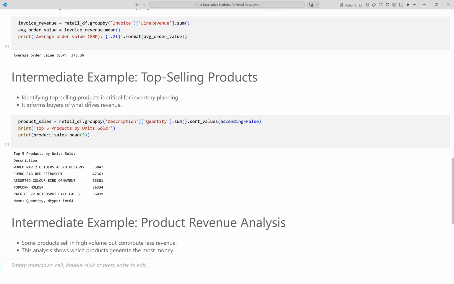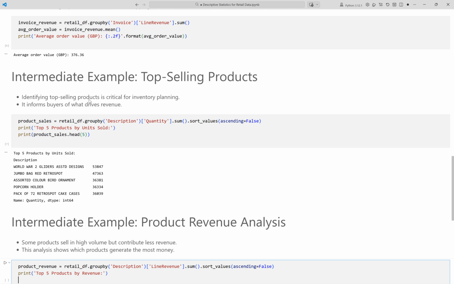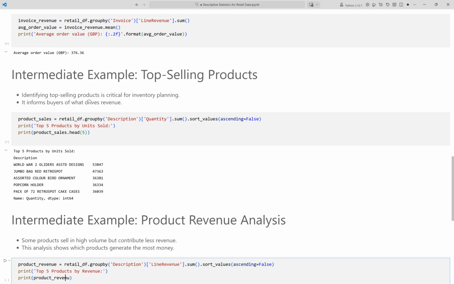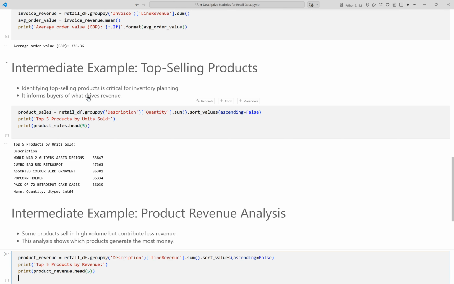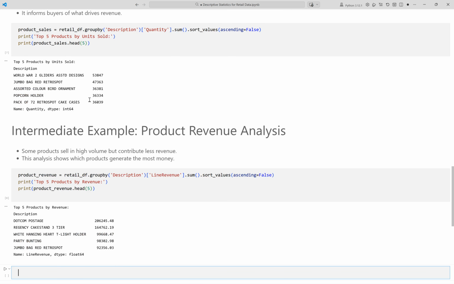We group by product and sum up revenue per product for a financial view. We print a header so the results are clear. We print the top 5 products by total revenue. Running the cell now. The output lists the top 5 products ranked by total revenue, highlighting which items generate the most money despite volume differences.